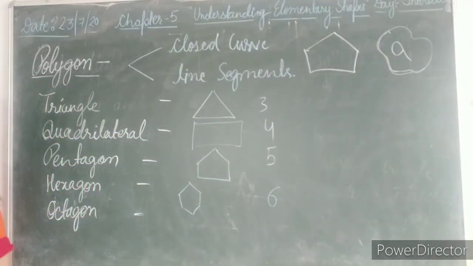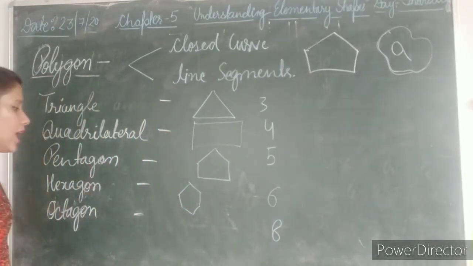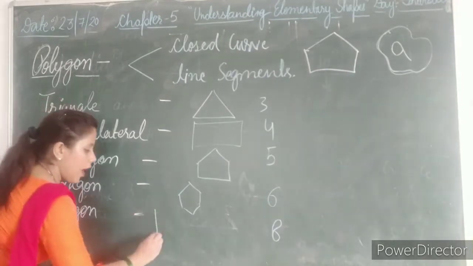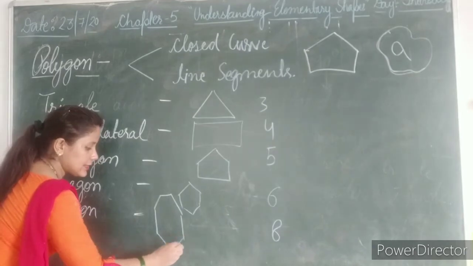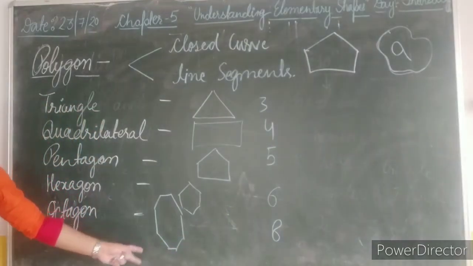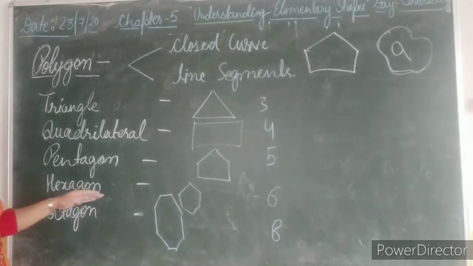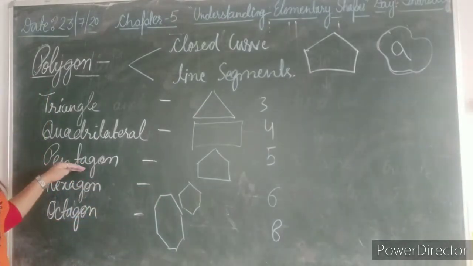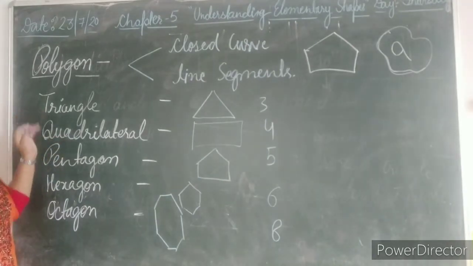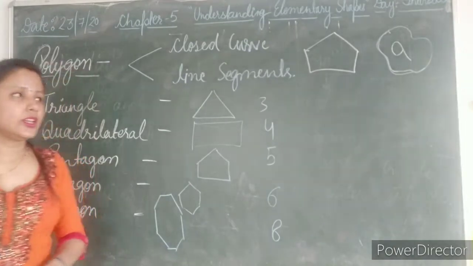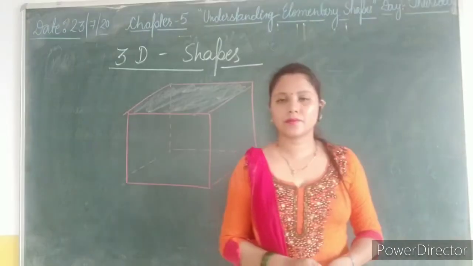Next is octagon. If any polygon has 8 sides, it means it's an octagon. 1, 2, 3, 4, 5, 6, 7, 8. So that is your octagon. Okay, 8 sides octagon, 6 sides hexagon, 5 sides pentagon, 4 sides quadrilateral, 3 sides triangle. Okay, so these all are the examples of polygons.